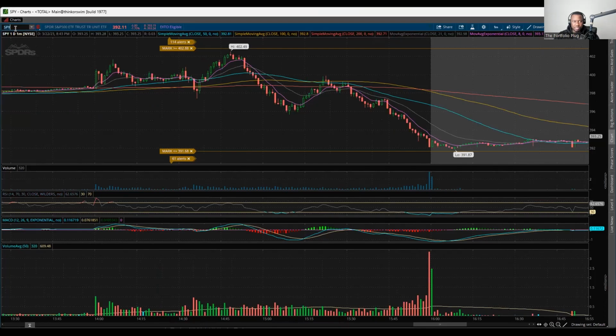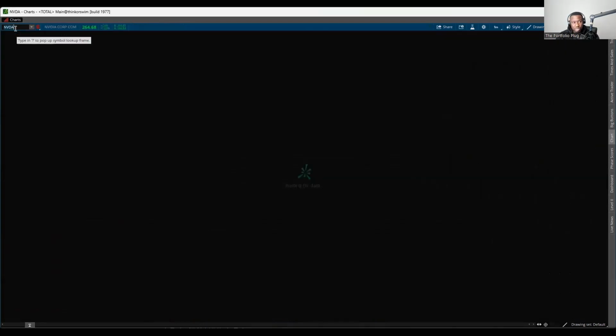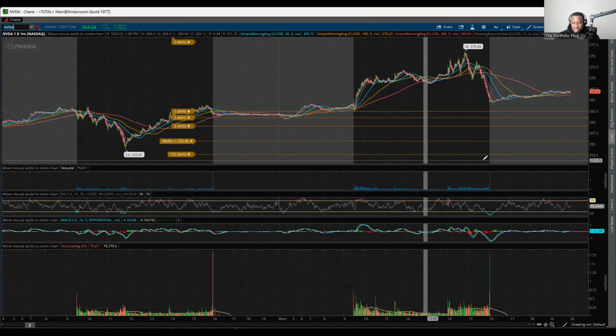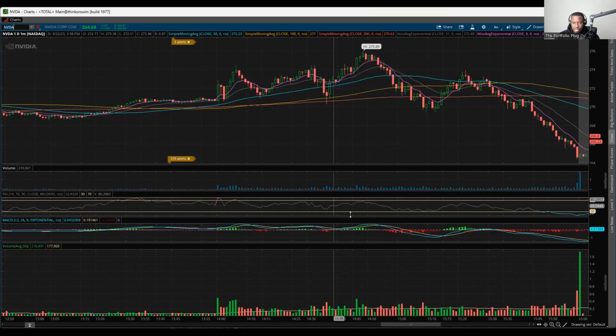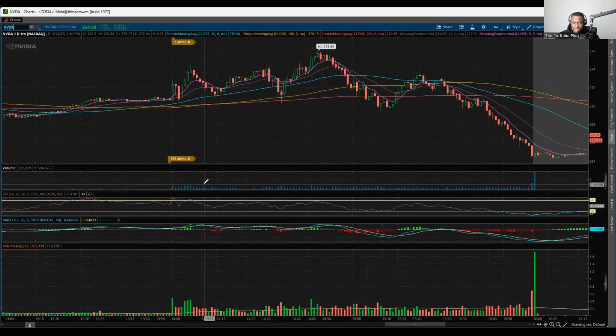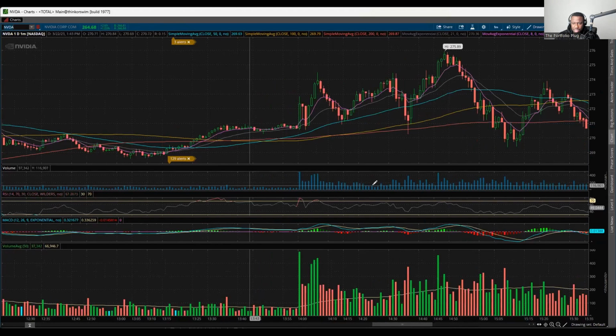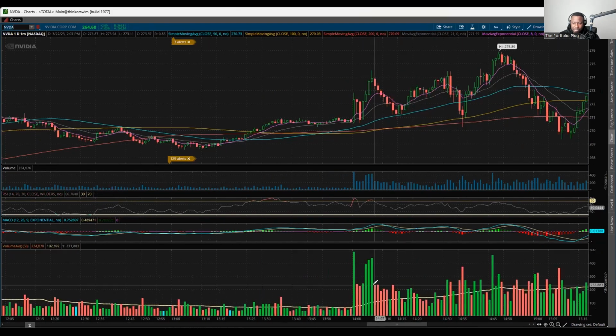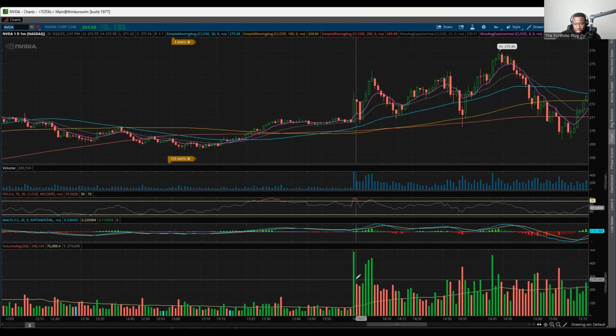All right, so let's use NVDA, because NVDA had some really great volume today. NVDA is one of my regular stocks that I trade. I trade NVDA about every day. So this is your volume candles down here. Volume in general is all about the amount of shares or the amount of contracts being traded, right?